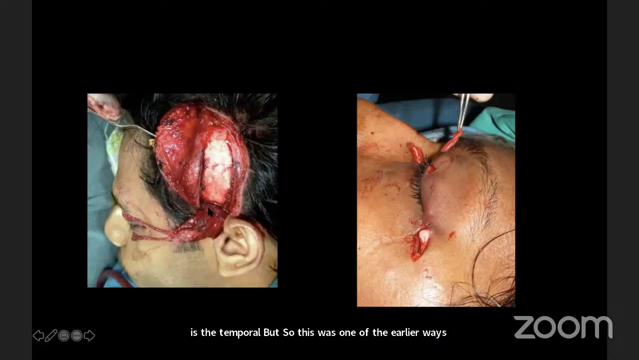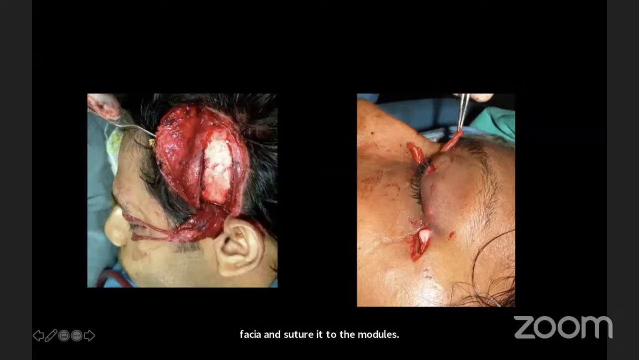So we used to raise the temporalis muscle, just the central part of the temporalis muscle. The temporalis muscle has the true fascia. So we used to raise the true fascia off the muscle and make it like this. Then we used to tunnel it under the upper and lower eyelids with these two ends of the temporalis fascia and suture it to the medial canthus. It's an extremely simple procedure.